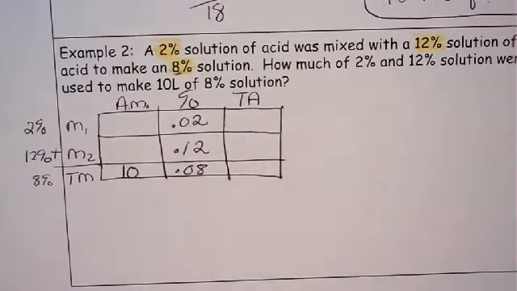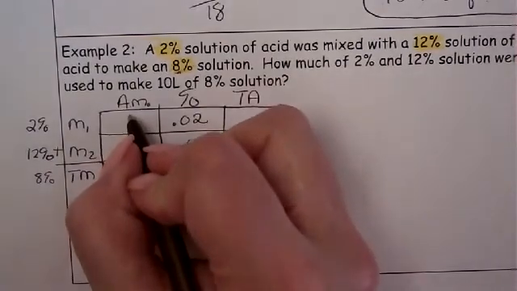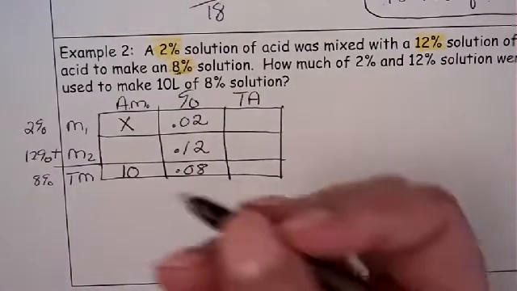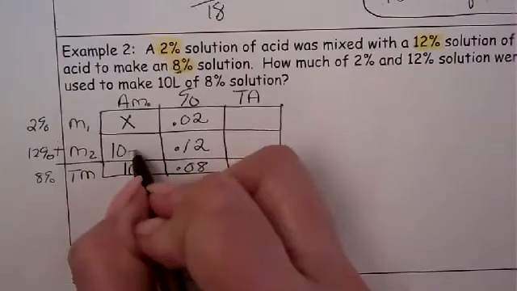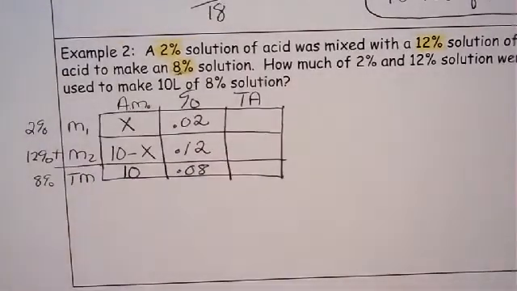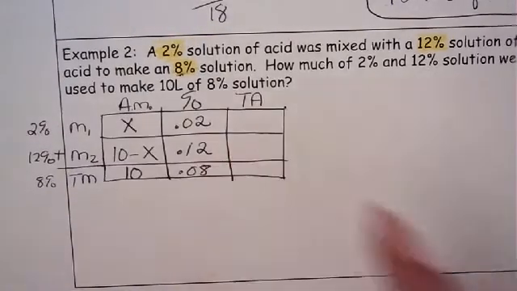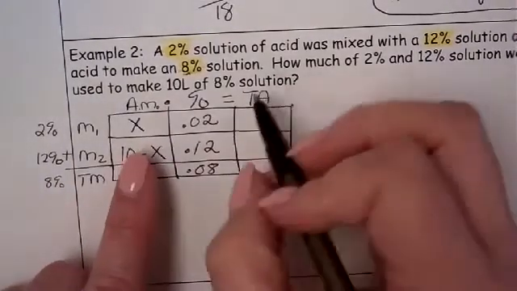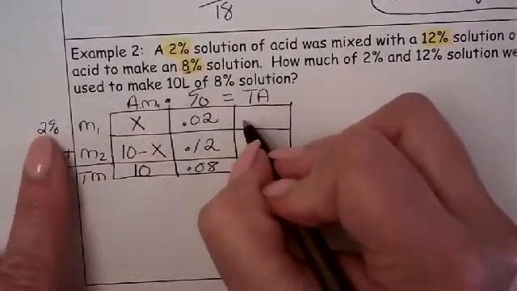Now I'm going to pull that same variable trick I did on the other one. Let's let X mix 1 or that 2% be an X amount. That's X number of liters. Well, what would be the amount for my second mixture or the 12%? That would have to be 10 minus X. Okay? Now, let's do our total amount. Well, how did we do that? We said we're going to do what? We're going to multiply.